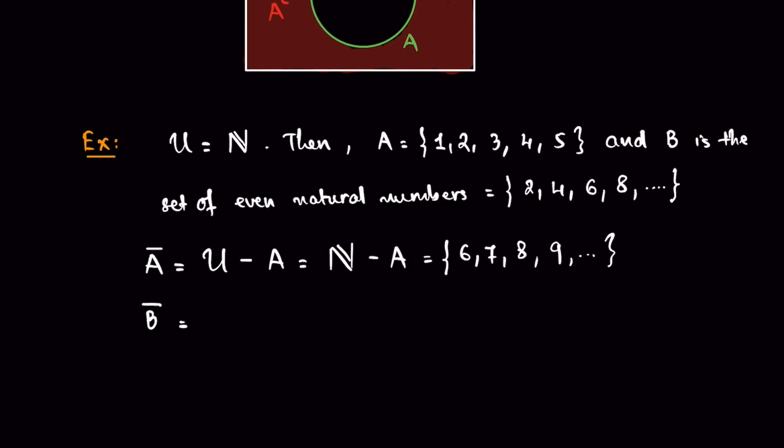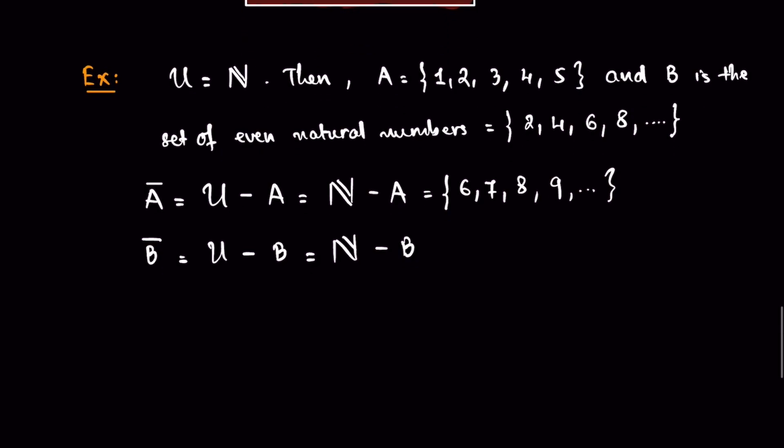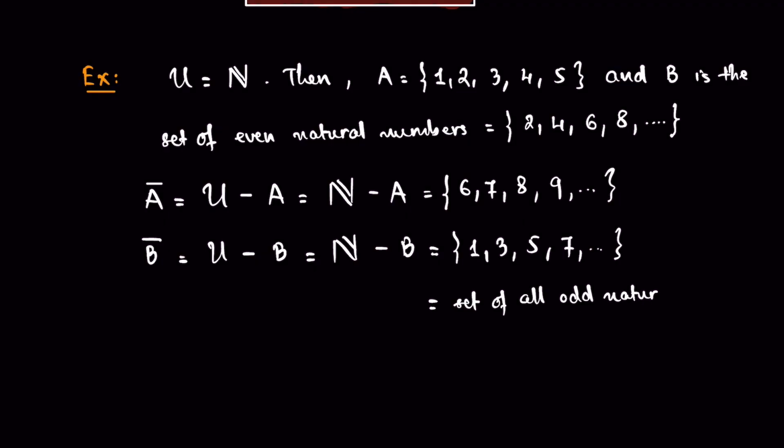Now in terms of the complement of B, you want to find the set where the element is in the universal set but not in the set B. So this is equal to the universal set minus B, or the natural number set minus B. In this case, you want to get rid of all the even natural numbers, which is the set B. What you have left is all the odd natural numbers. And therefore, this set is going to be equal to 1, 3, 5, 7, and so on and so forth. So this is the set of all odd natural numbers.